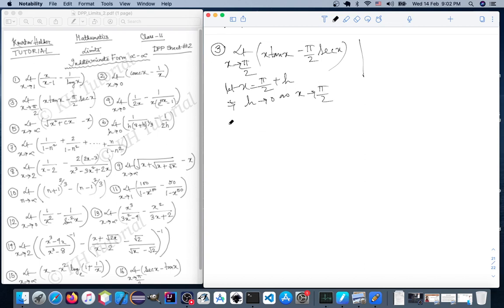So the limit becomes, as h tends to 0, of pi by 2 plus h tan of pi by 2 plus h minus pi by 2 sec of pi by 2 plus h.